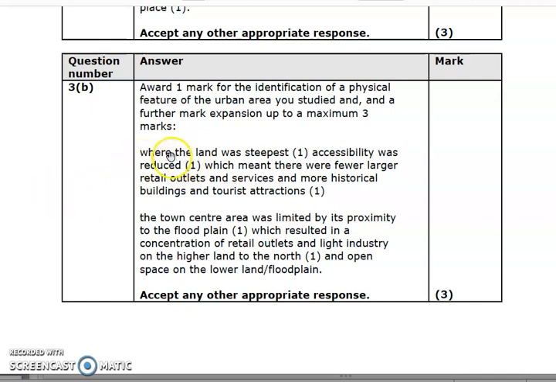But you can see here, they've suggested where the land was steepest, that's the physical feature, what impact it had, and then what it meant on those areas. So here we've got town centre limited by its closeness to the floodplain. That's the physical feature, which led to this, which meant this. So we can see we've got those extensions and those connectives for our answer.